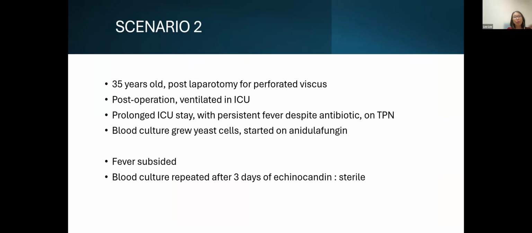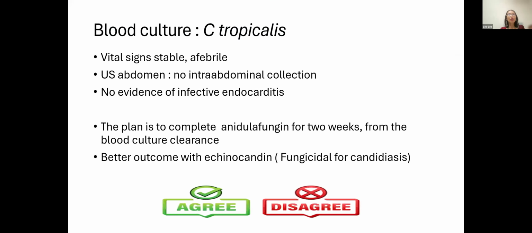Blood culture was repeated 3 days after the anidulafungin, and it was reported to be sterile. Eventually the yeast from the blood culture was identified as C. tropicalis. Vital signs remained stable. He was afebrile. Ultrasound of the abdomen shows that there were no intra-abdominal collections, and there were no clinical or imaging findings of infective endocarditis.